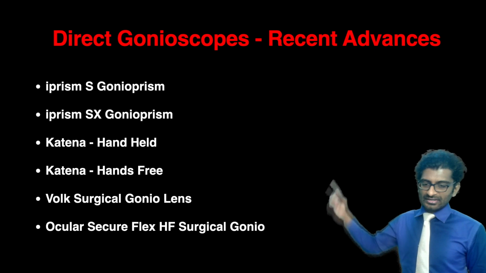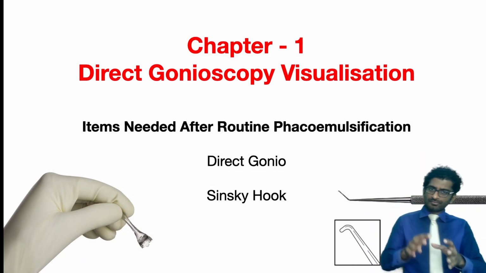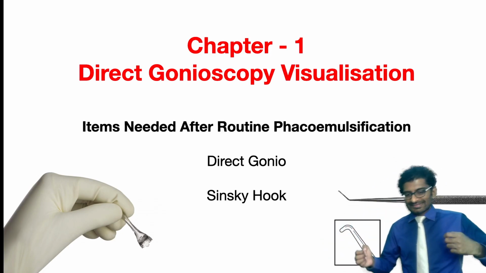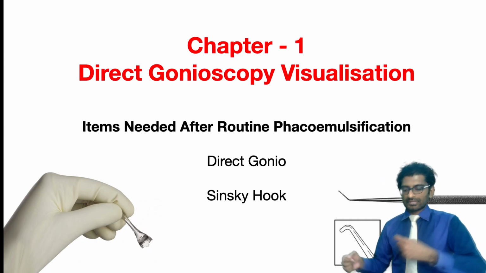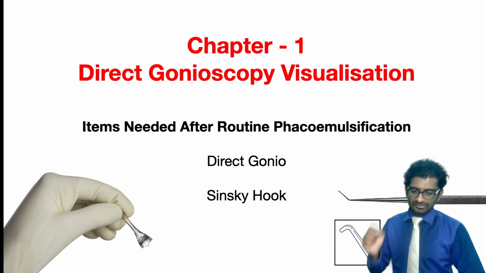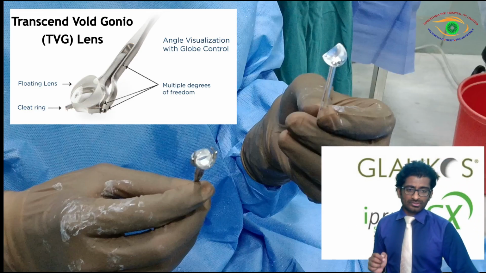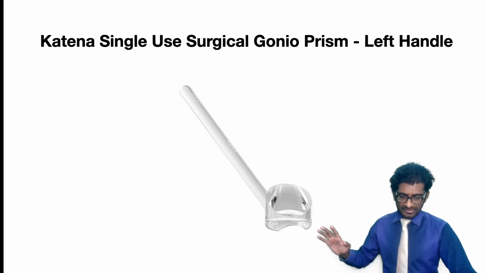And we have these different types of gonio lenses now. To start any MIGS procedure, direct gonioscopy is very important, where you have to visualize the angle structures and see how you are oriented in a 3-dimensional plane by taking a Sinskey hook and seeing if you can touch the trabecular meshwork consistently. So I started with the TVG lens, the Glaukos iPrism SX lens, and the Katena lens that you can see here. No financial disclosure.